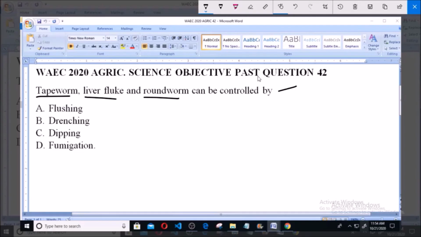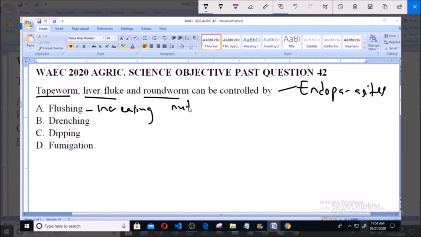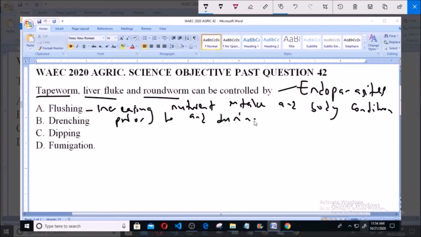Now mind you, these three, the aforementioned organisms, that is tapeworm, liver fluke, and roundworm, are classified as endoparasites. That is, parasites that live inside the body of their host. So option A is flushing. Now, flushing refers to the process of increasing nutrient intake and body condition prior to and during breeding.